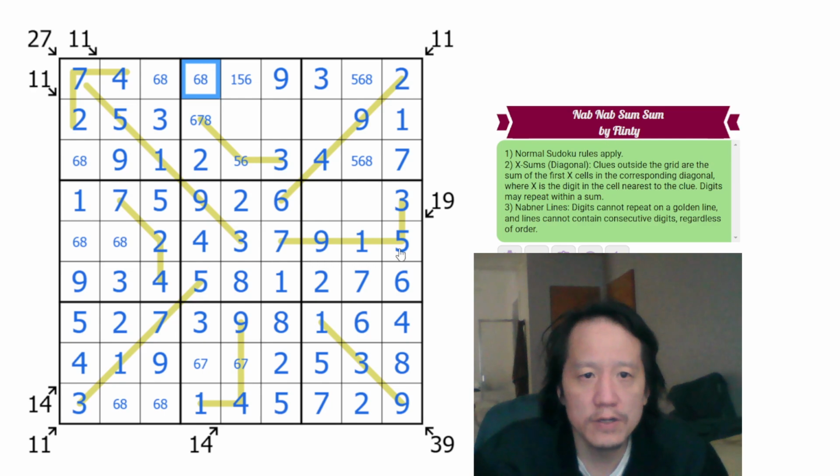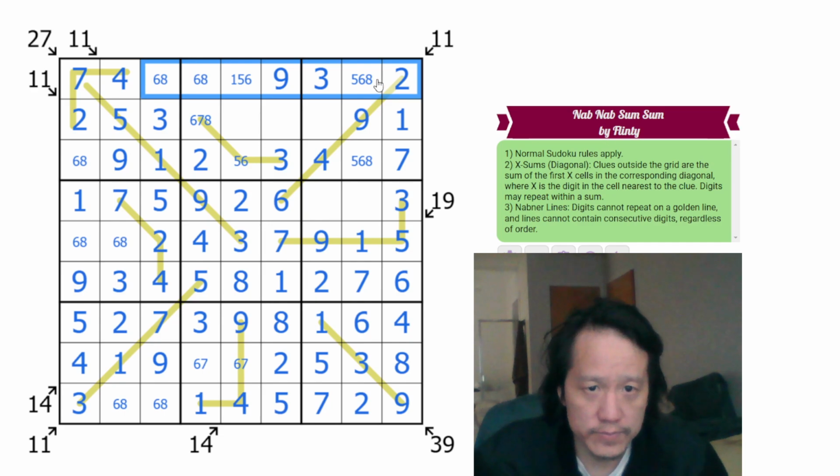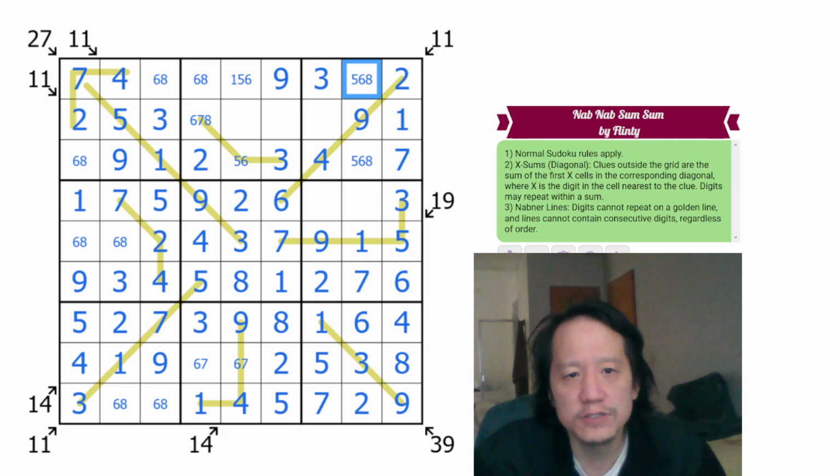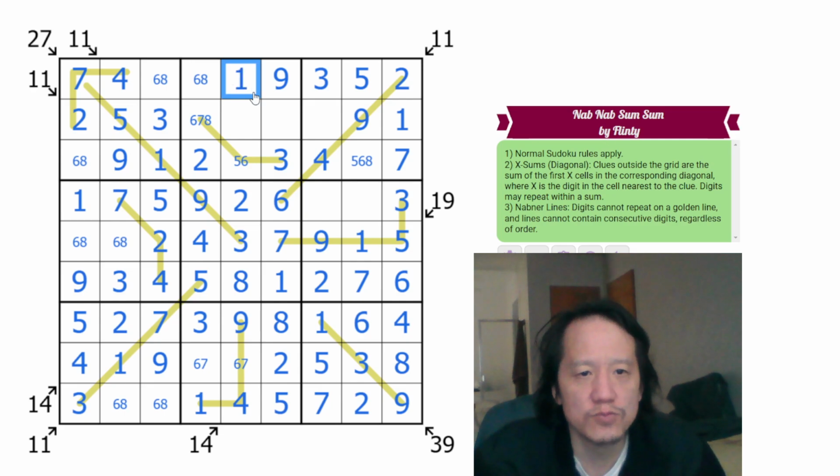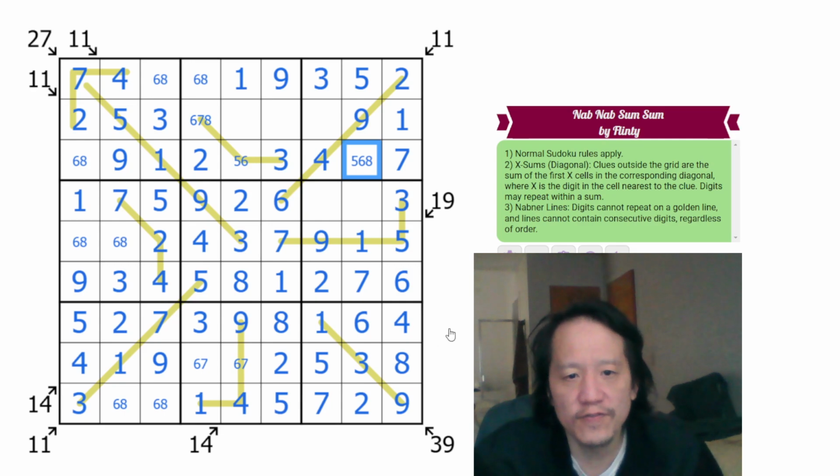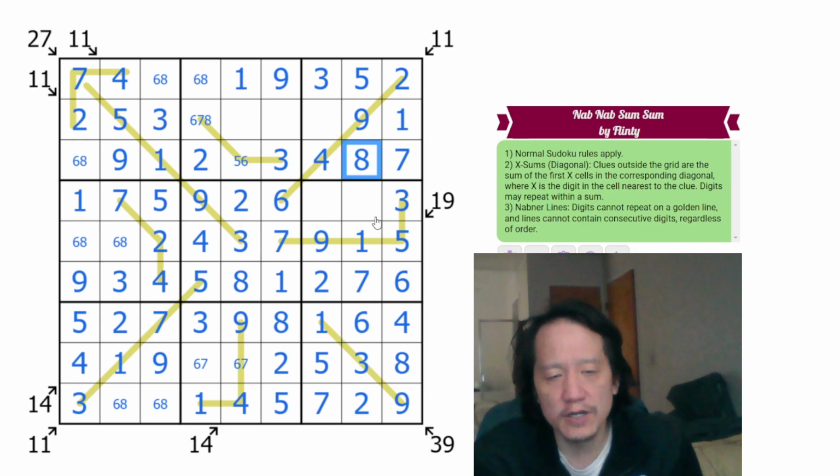This can't be 1. So we have a 6, 8, 6, 8 pair in row 1. So the rest of the row can't be 6 or 8, so therefore this is a 5, which makes this not 5 or 6, so this is 1. This has to be 6 or 8. It can't be 5, 6, so this must be 8, which forces this to be 6, and therefore that's 8.